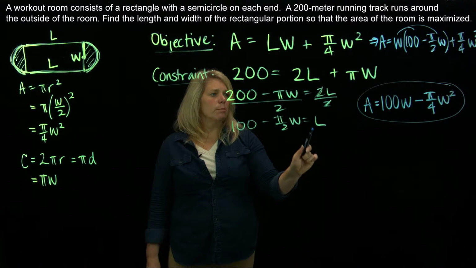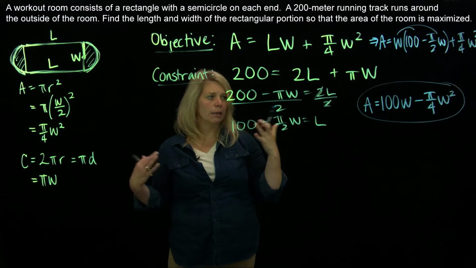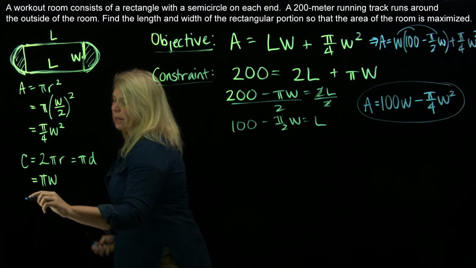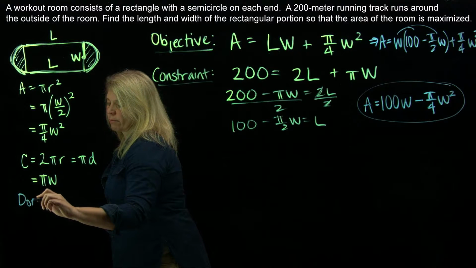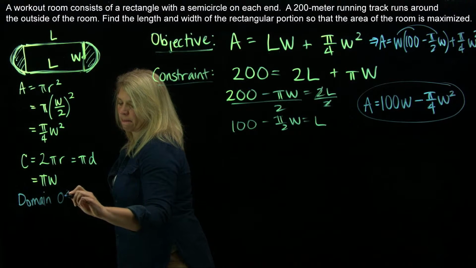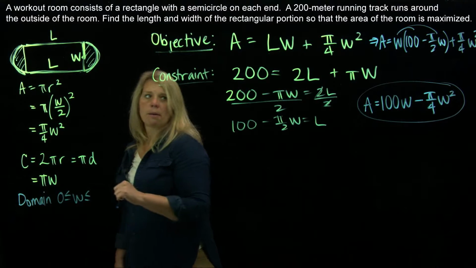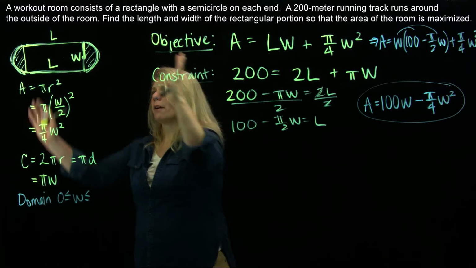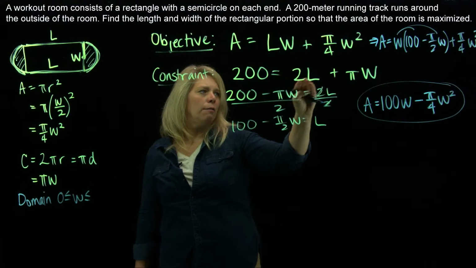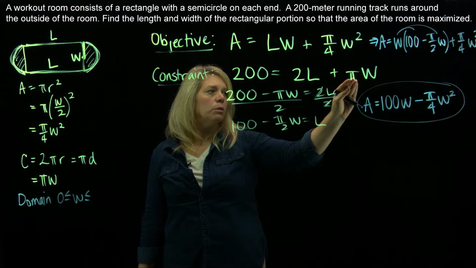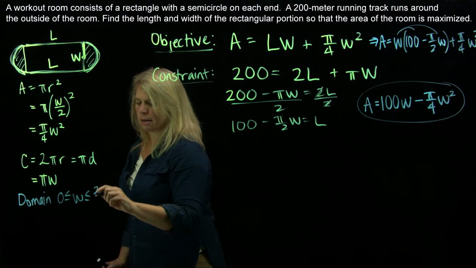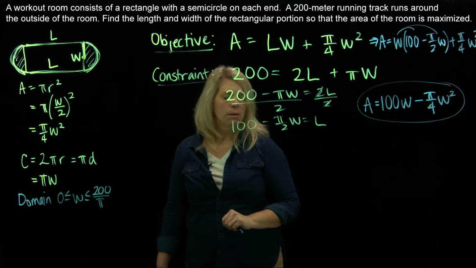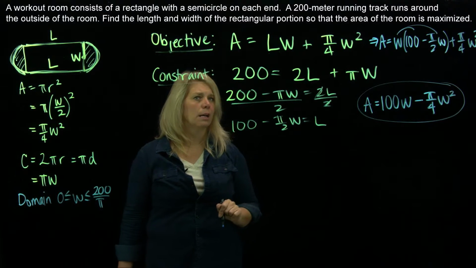Okay, I want to think about the feasible domain here. W being negative wouldn't make any sense, so I want W certainly to be greater than or equal to 0. And then I might think about a maximum possible value for W. Again, if L was 0, if I shrunk that part all the way down to 0, then the most W could be would be 200 over pi. So that's our feasible domain for this problem. Anything outside of that wouldn't make sense in the context of the problem.